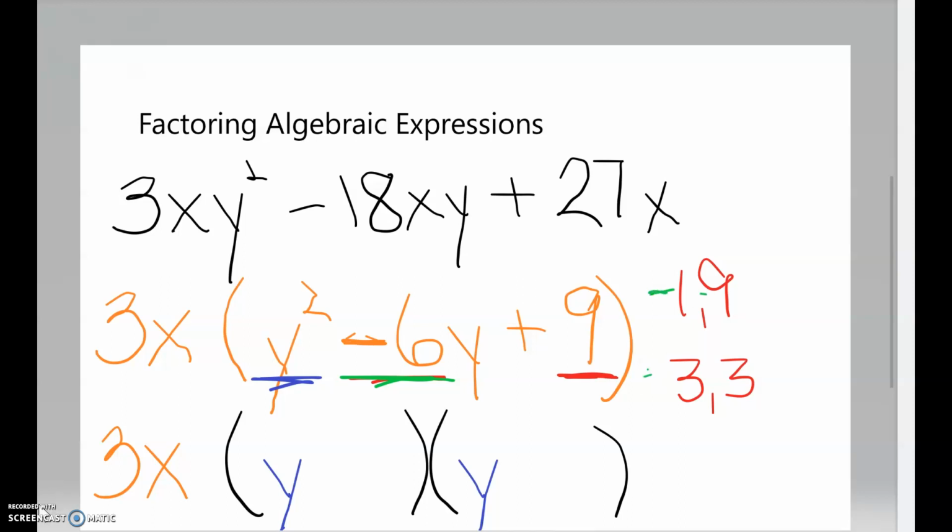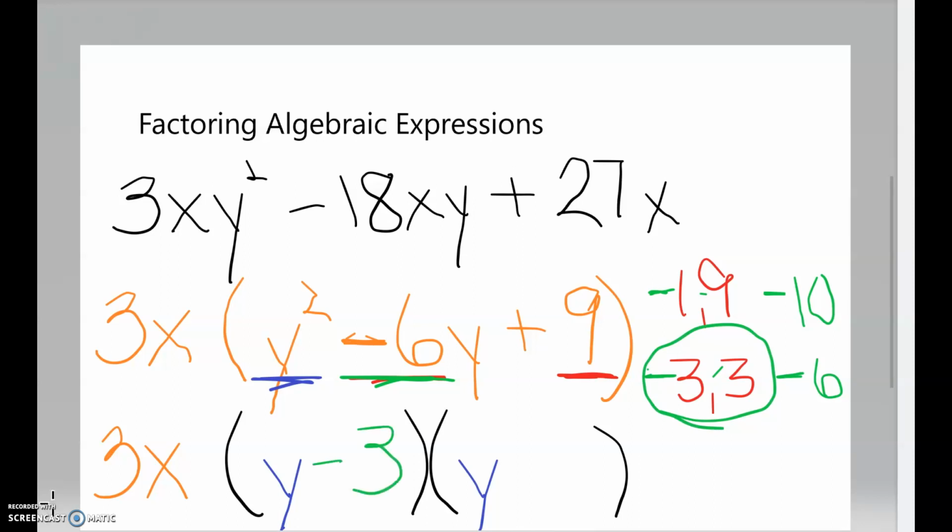I'm going to put negatives here. And now let's add those together. I get negative 10 for my first try, and then I get negative 6 for my second try. The two factors I want to use are the negative 3 and the negative 3. I'm going to place that in the binomials, and now I have my factored form. Again, you can check by distributing.